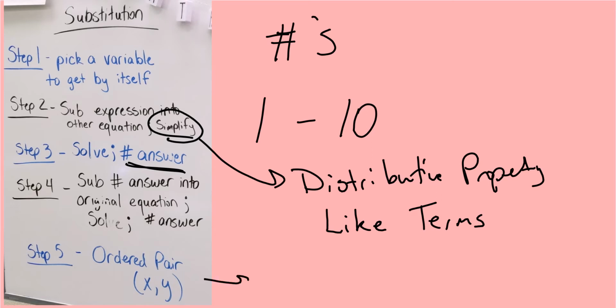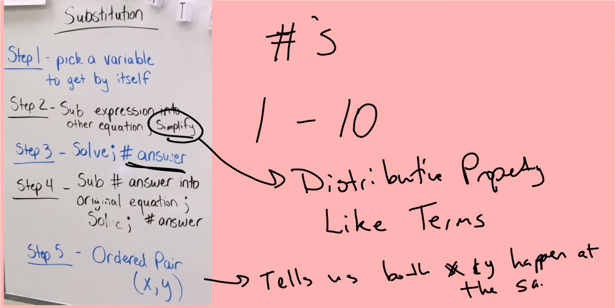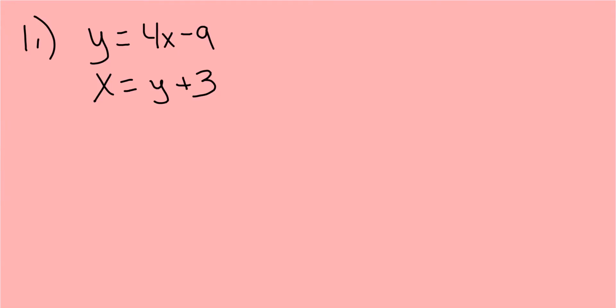Then you're going to write your answer as an ordered pair. Remember, you're writing it as an ordered pair because that tells us both x and y happen at the same time. Alright, that's what we're going to do.